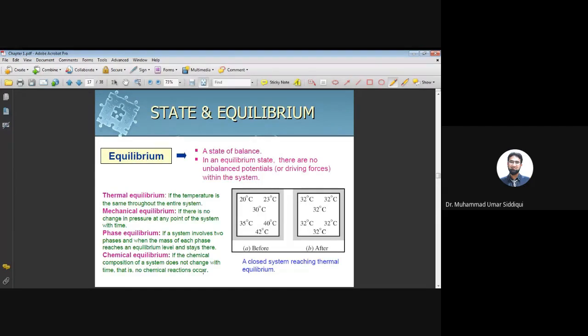Clear, sir. The total equilibrium is also an ideal situation, right? Yes, it's also an ideal situation.